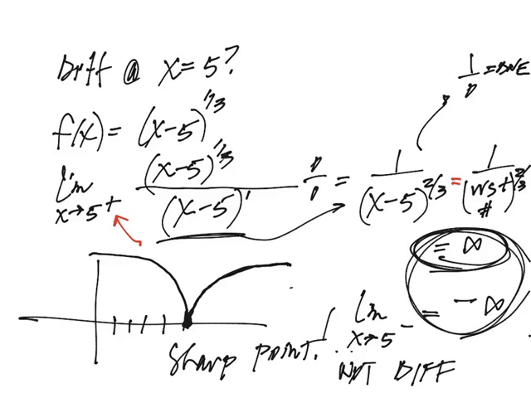So to sum this up, if you have mismatched infinities, it's always a sharp point. If I have matching infinities, it's always a vertical tangent line. I hope this is clear. Come see me if not.